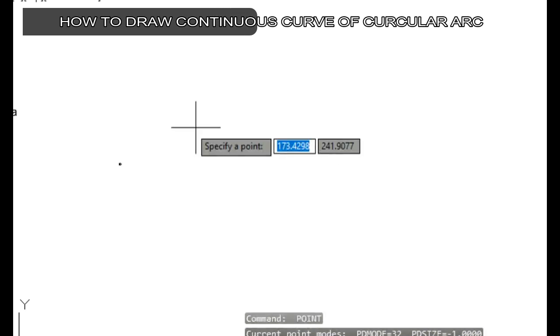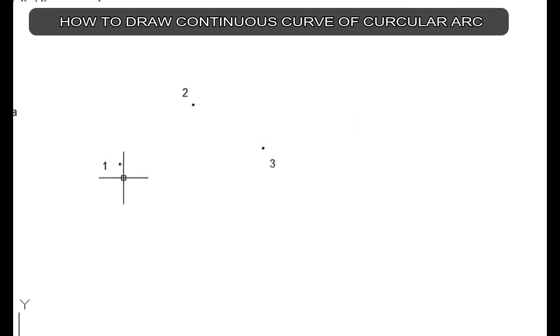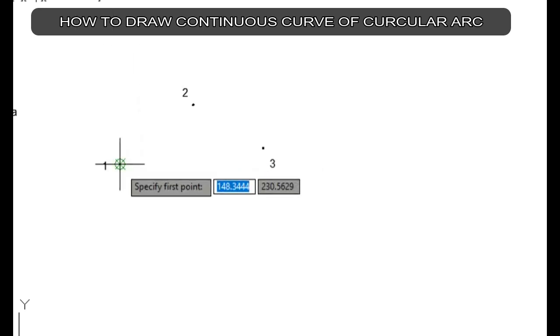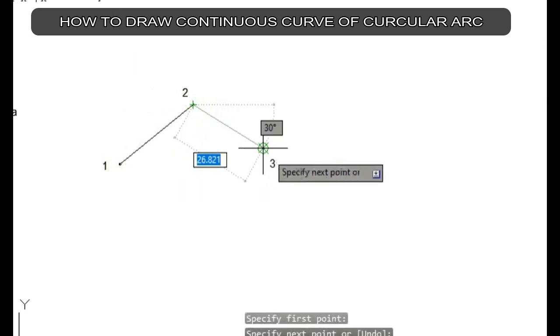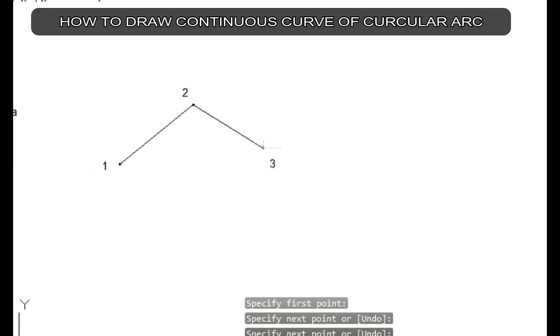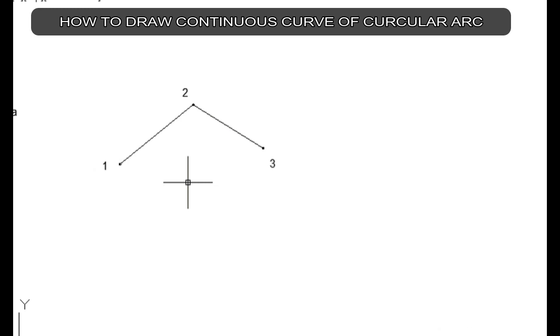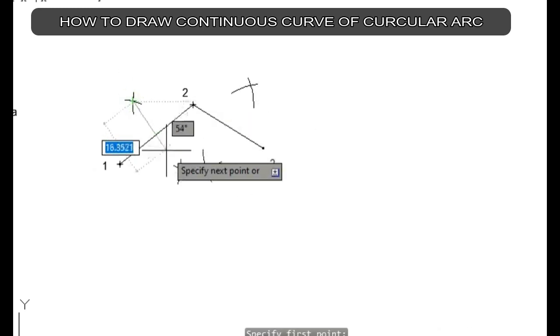For this we will take three random points in our drawing sheet. Suppose this is our first point, this is second, and this is third. First we will join these points using straight lines. Next we have to bisect this line, this 1 2 and 2 3. We already know how to bisect a line. This is the bisector.